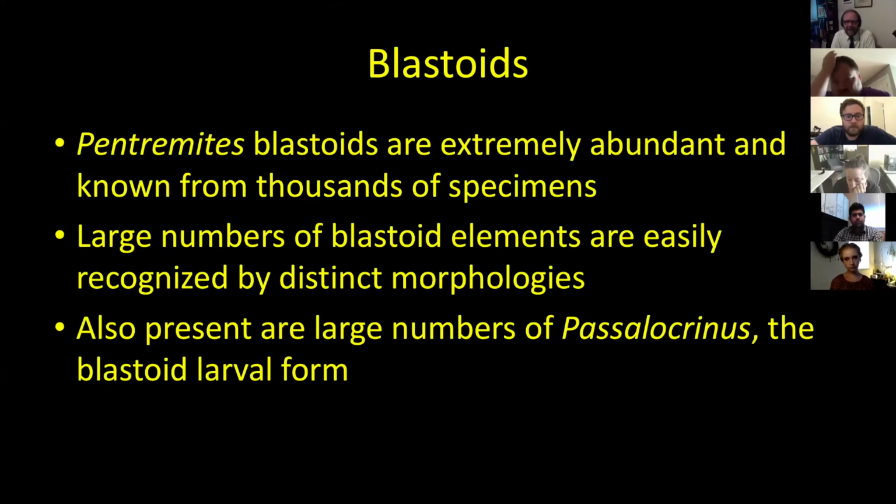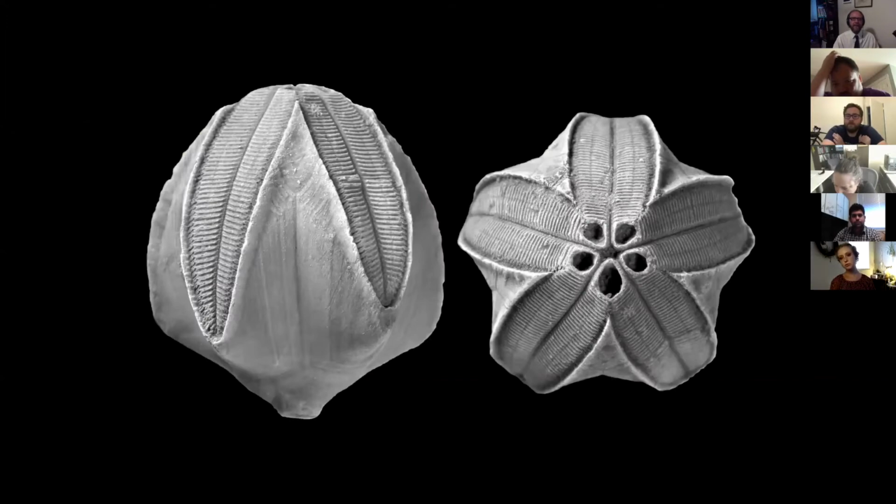Blastoids. Again, blastoids are extremely abundant here, literally thousands of them. But the nice thing is we understand the morphology of a blastoid, so it's relatively easy to pick them up. What's also present in huge numbers are larval blastoids, what's called Paleozoic. It's not so much a taxon as an age category. This is the most common blastoid there, the Pentremites, and you see the beautiful preservation at this locality.